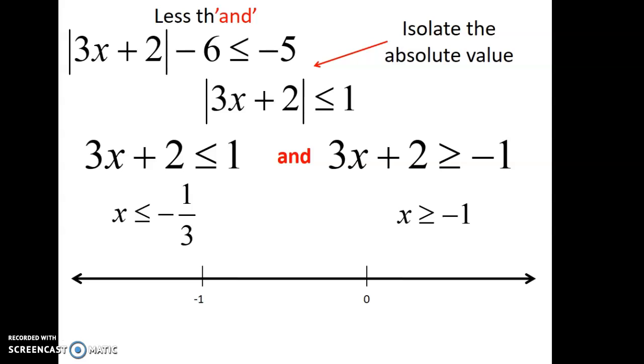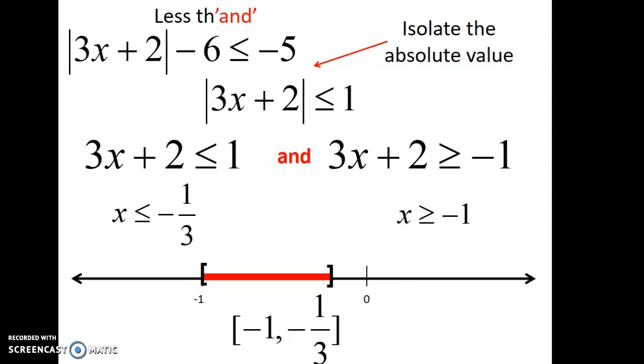Again, kind of a refresher of graphing. I don't need all the different numbers on a number line. I just need the ones we're doing. So you have negative 1/3 going with a bracket to the left, and then negative 1 with a bracket to the right. And it is an and, so we're graphing where they overlap. And then the interval notation is going to be negative 1 to negative 1/3 with brackets.